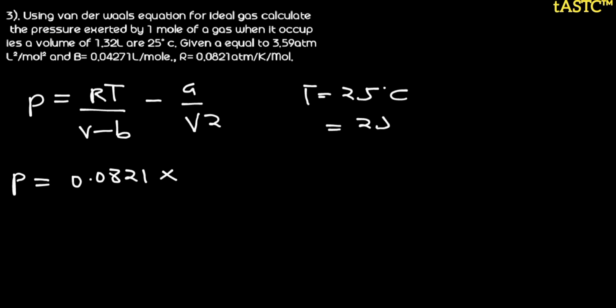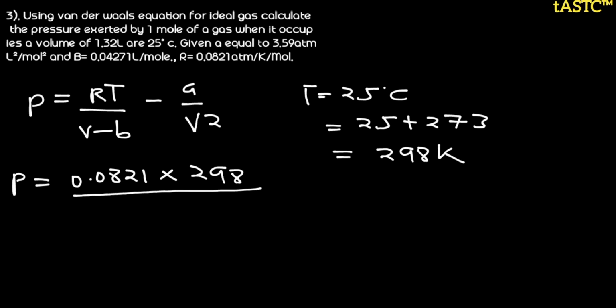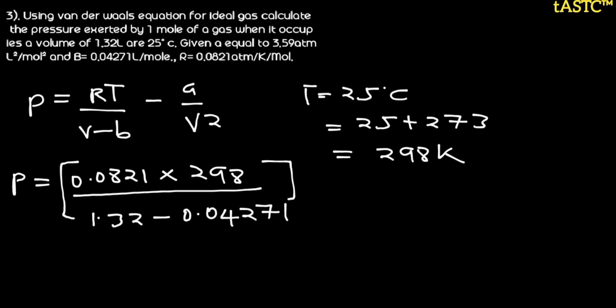Now we need to change this to Kelvin. So if you add 273 to 25, that is going to give you 298 Kelvin. So here we're going to have 298, and this is divided by V. V is the volume, that is 1.32. Now this should be subtracted by B. B is a van der Waals constant. In this case, that is actually given as 0.04271.